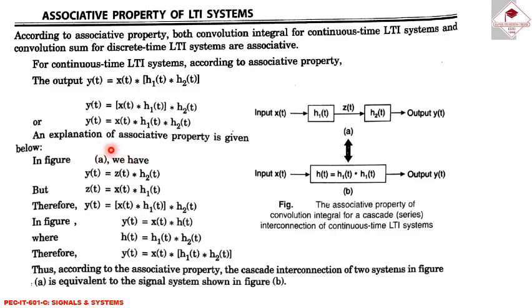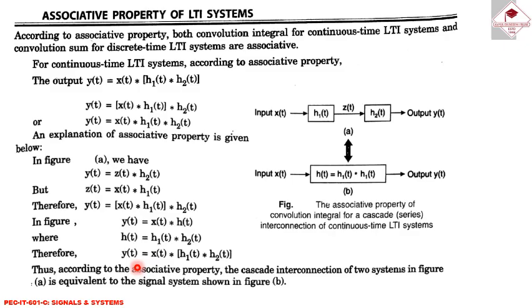An explanation of the associative property can also be written as y(t) that is z(t) convolution of h2(t). So from this particular figure we can write this, and this particular z(t) is equal to x(t) convolution of h1(t). Therefore y(t) is equal to x(t) convolution of h1(t) convolution of h2(t), and from the figure we can write y(t) is equal to x(t) convolution h(t), and here h(t) is written as h1(t) convolution of h2(t).